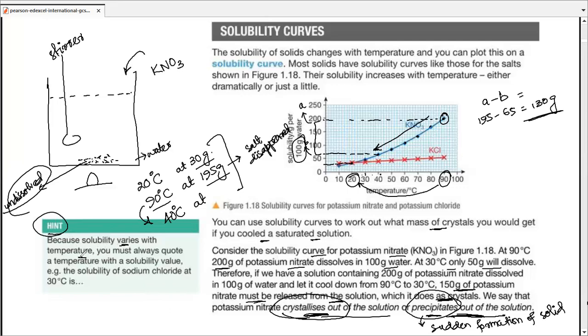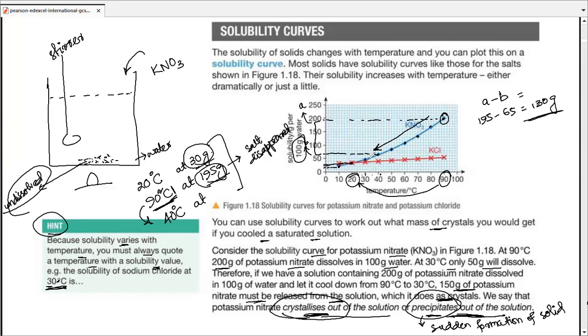Because solubility varies with temperature, you must always quote a temperature with a solubility value. For example, for 195 grams, it occurred at a specific temperature. So quote the temperature along with the units, degrees centigrade. This must happen every time you're quoting the mass of the salt that dissolved in water or in that liquid. You need to quote the temperature as well with proper units. Degree centigrade are proper units. The number is important because that number tells us that at that specific temperature, this much amount is dissolved. Why? Note that at 10 degrees centigrade, there is a separate amount.